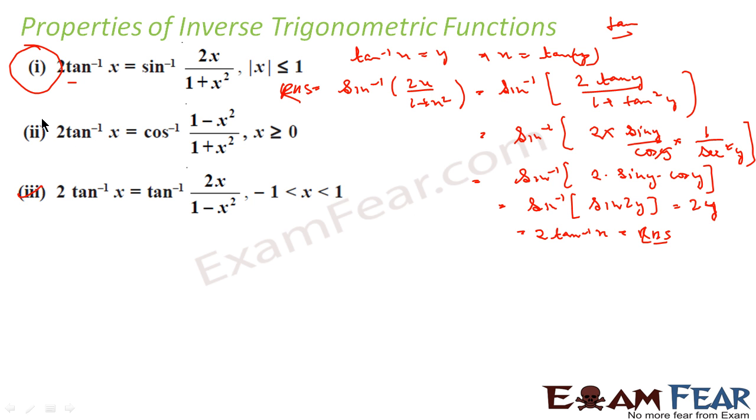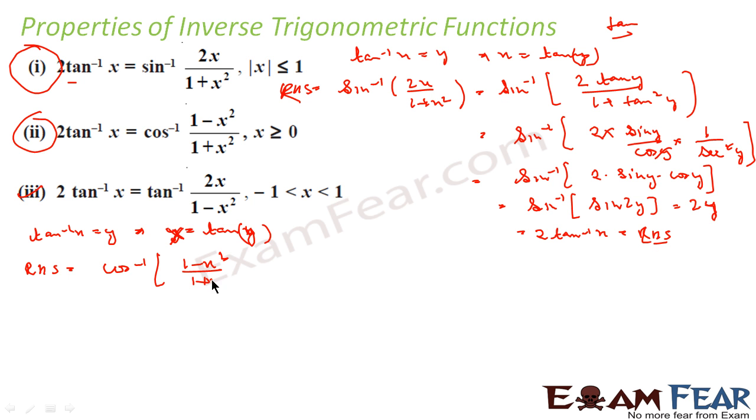Let's try the second one. Same thing here, since we are clueless about what to do, we'll just assume tan inverse x is equal to y. So we get x is equal to tan y. Now let's break this RHS. The RHS we have is cos inverse of 1 minus x square by 1 plus x square.